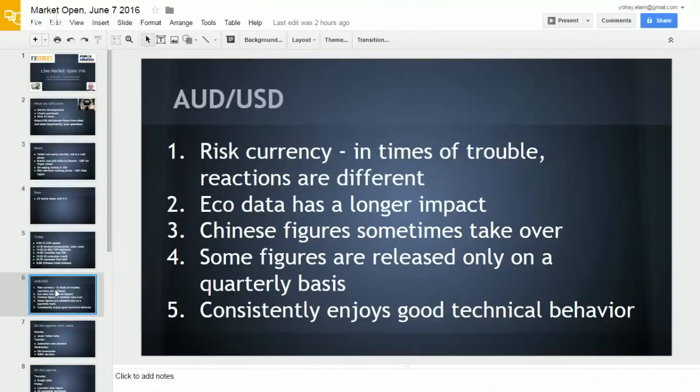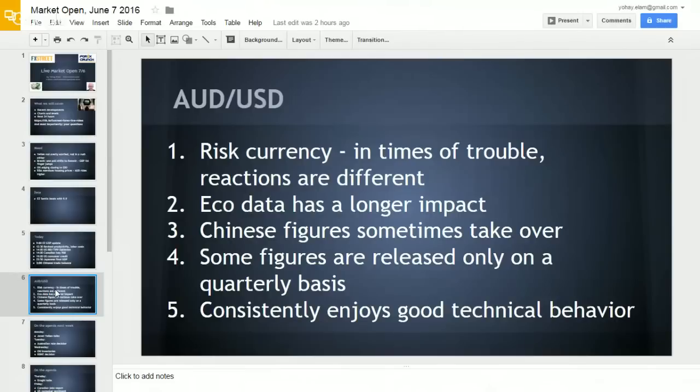For example, if we have an Australian figure released in the same night as the Chinese figure, not in all cases, but sometimes the Australian data, important as it may be, is ignored in favor of the Chinese one. So if you're trading a specific news release in Australia, watch out for adjacent Chinese data.